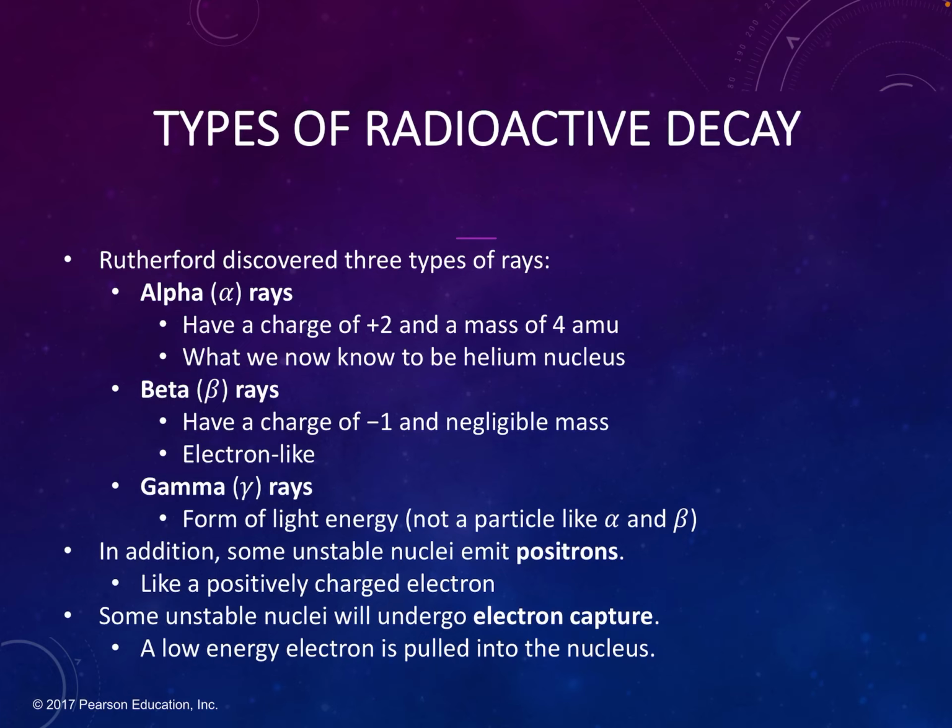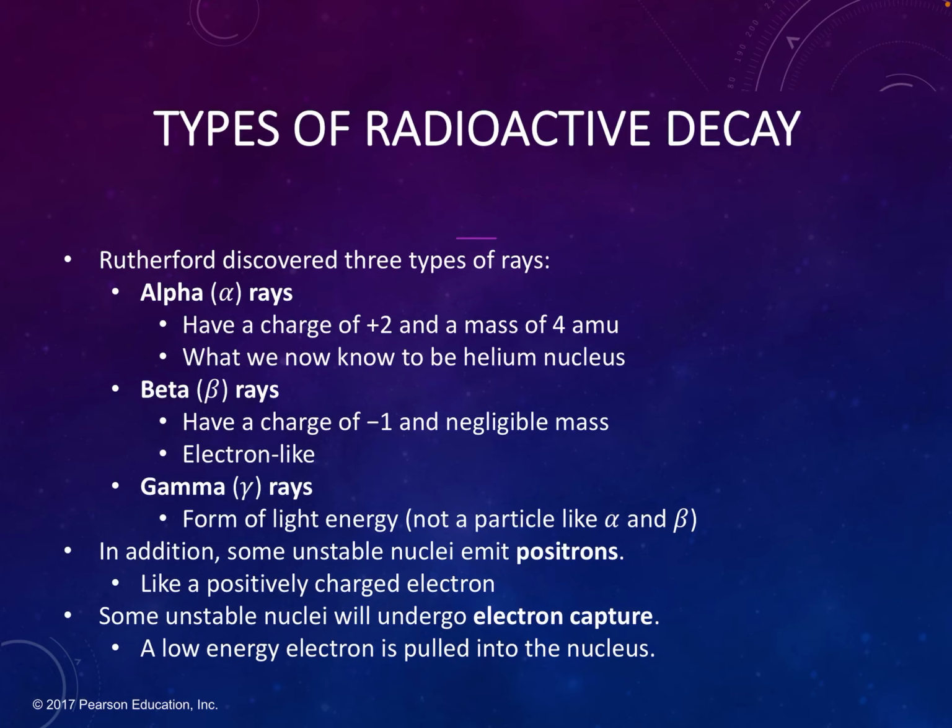And then beta rays, with the capital letter beta there. Beta rays have a charge of -1 and a negligible mass, so they're essentially like an electron. These are both particles that are going to be emitted from the nucleus. And then gamma ray is a little bit different. Gamma rays are just light energy. They're not a particle like alpha and beta particles. They're just energy that's being given off, and they'll usually accompany an alpha decay or a beta decay.